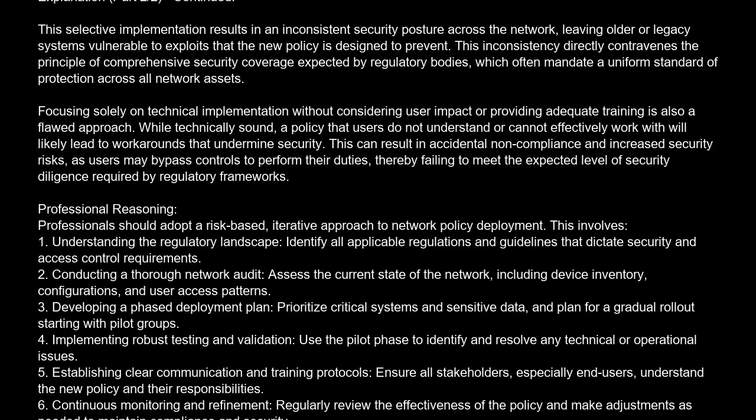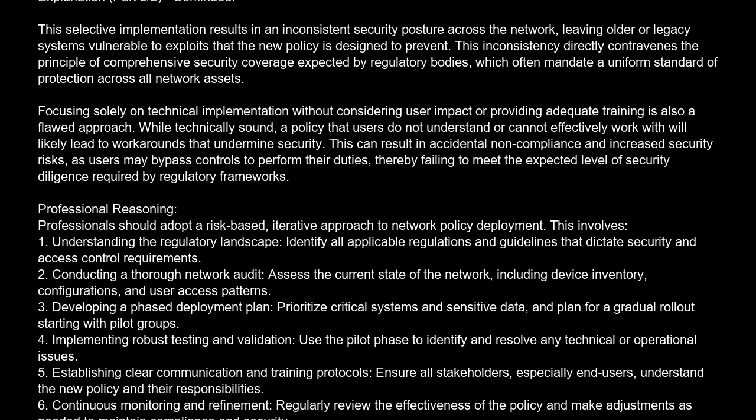Focusing solely on technical implementation without considering user impact or providing adequate training is also a flawed approach. While technically sound, a policy that users do not understand or cannot effectively work with will likely lead to workarounds that undermine security. This can result in accidental noncompliance and increased security risks, as users may bypass controls to perform their duties, thereby failing to meet the expected level of security diligence required by regulatory frameworks.